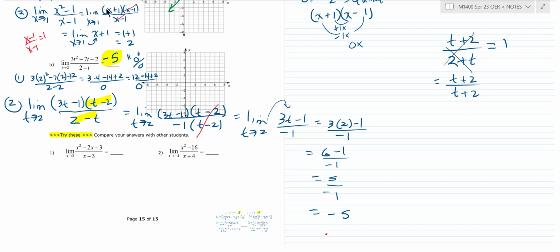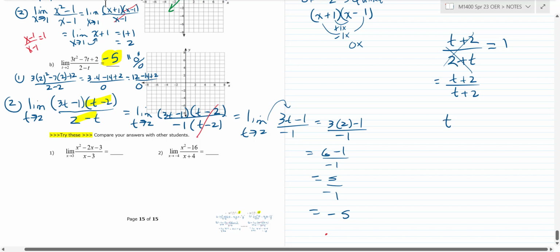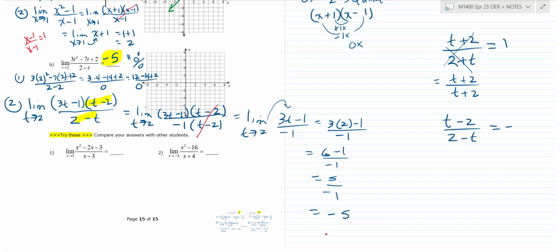But if you see this situation, t minus 2 over t minus 2, that is not equal to 1. So you have to adjust that by doing this. Now notice that crosses out, and you're left with negative 1. You're just left with that negative left over, so it's negative 1.